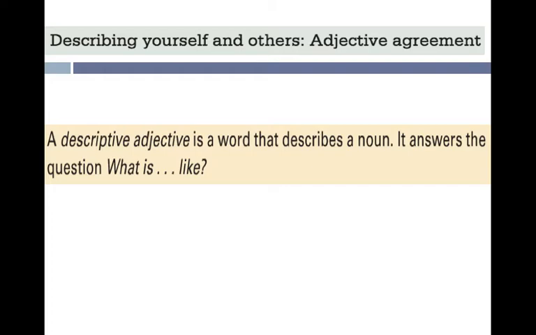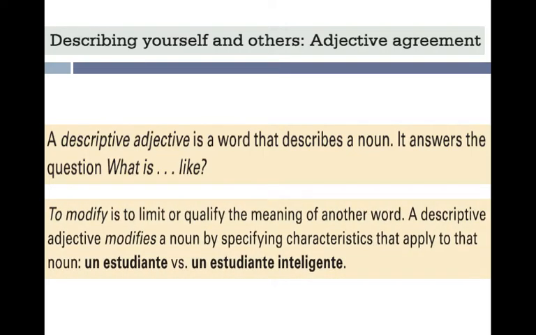A descriptive adjective is a word that describes a noun. It answers the question, what is she like, what is he like, what is something like, what is the book like. To modify is to limit or qualify the meaning of another word. A descriptive adjective modifies a noun by specifying characteristics that apply to that noun. For example, un estudiante versus un estudiante inteligente. So now we have something that is modifying. It's limiting, qualifying estudiante.